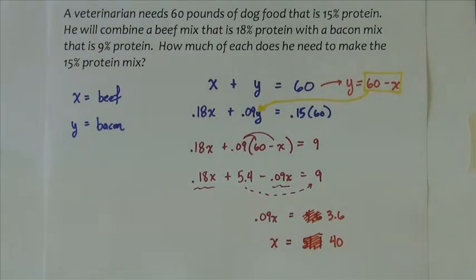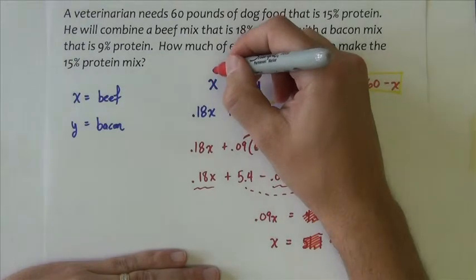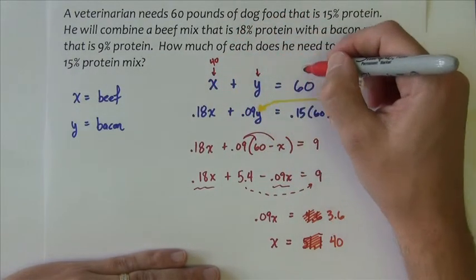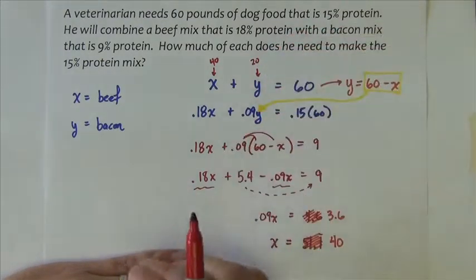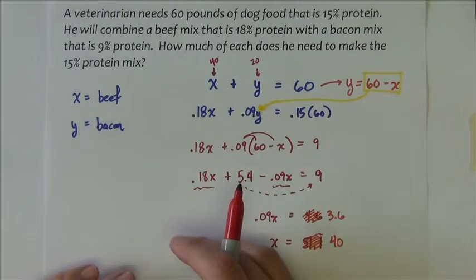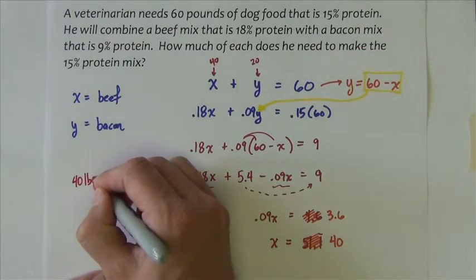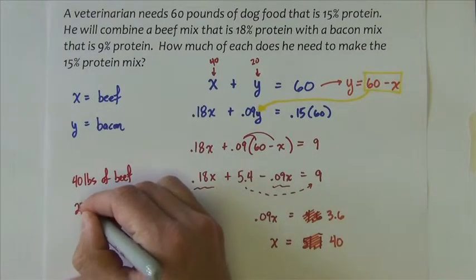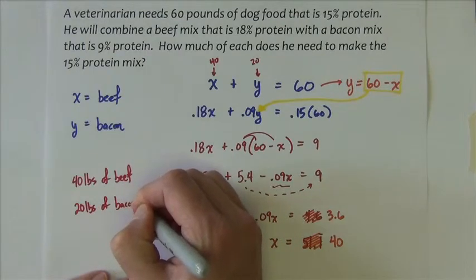Okay, well, go back up to this equation here. If x is 40, what does y have to be to have a total of 60? Mental math, pretty easy, tells us that that's 20. So my final answer, I need 40 pounds of beef, 20 pounds of bacon.